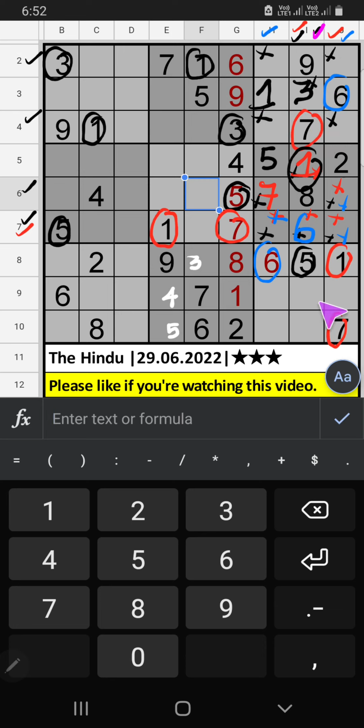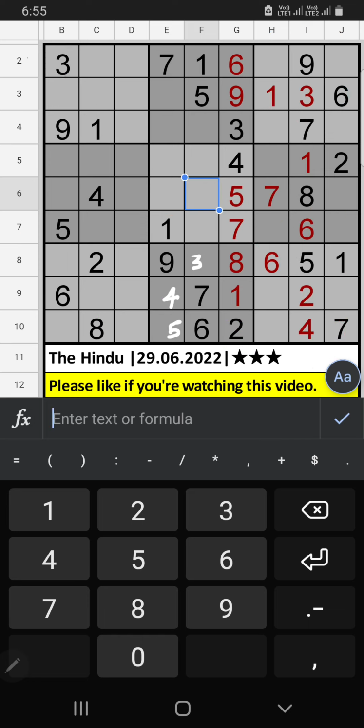Column I, 2 numbers are remaining, 2 and 4. 10th row, we already have 2. So 2 can't come in this cell. 2 is confirmed here. Then 4 is here. 2nd row and 3rd row, we have 6. So 6 can't come in these cells. Then 6 is confirmed here.